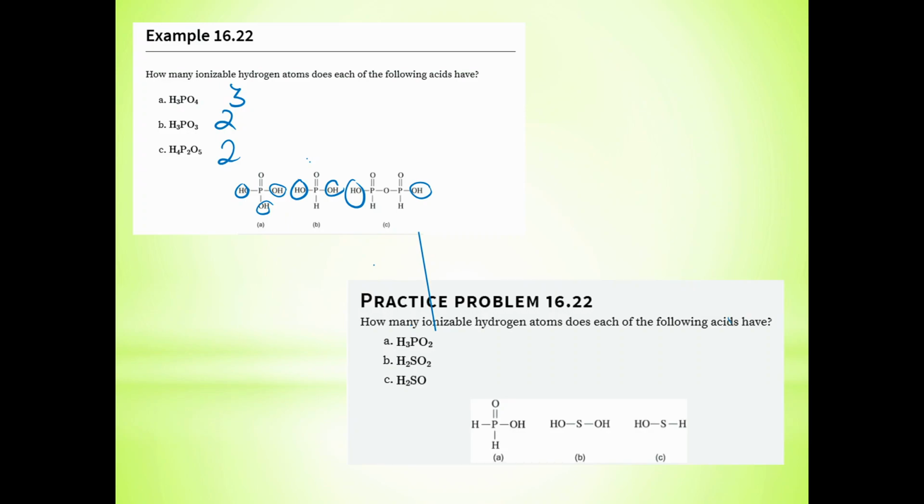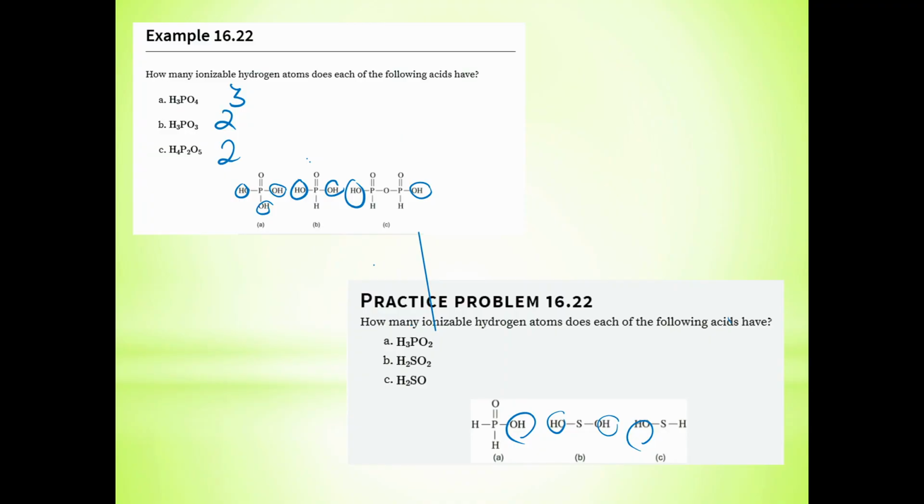Okay, so we did A up above already. B, I've got 2 again. C, I've just got the 1. Oh, wait a minute. We didn't do that one up above. Okay. So 1, 2, and 1. Just the hydrogens that are on the oxygens. I was looking at A and thinking we'd done it up above, and we didn't.